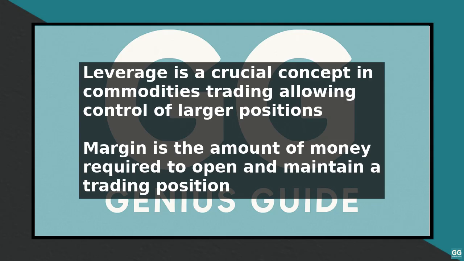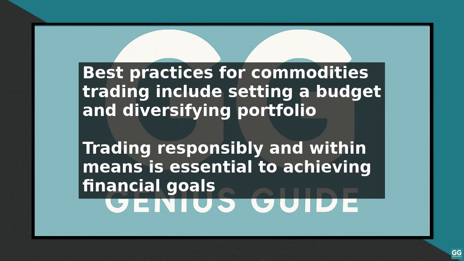Practical examples of commodities trading on Revolut include buying gold as a hedge against inflation or selling oil if you expect the price to fall. Best practices include setting a budget, diversifying your portfolio, and never investing more than you can afford to lose.